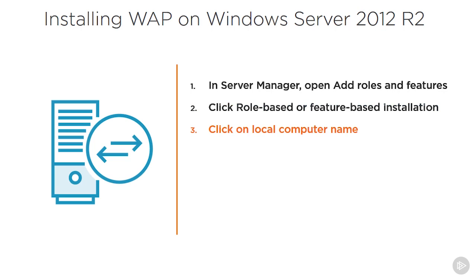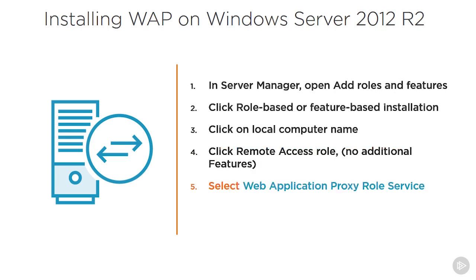We're going to click on the local computer name and then we're going to click Remote Access Role. There's no additional features that are required. We're simply going to click on the remote access role. After doing so, we're going to come to a screen. It's going to ask us what we want to install. We're going to select the Web Application Proxy Role Service.